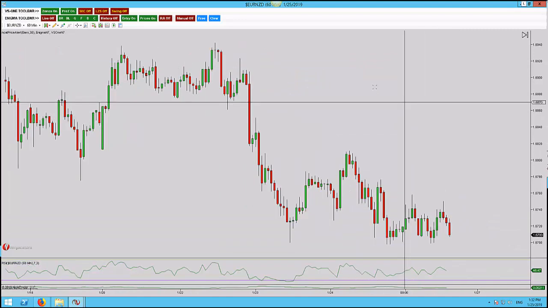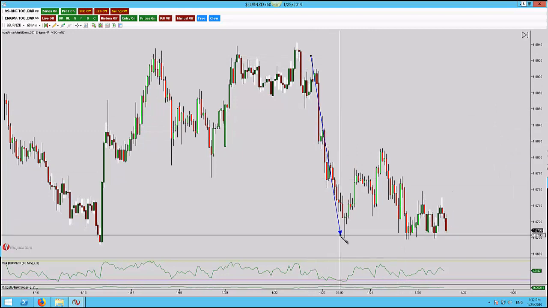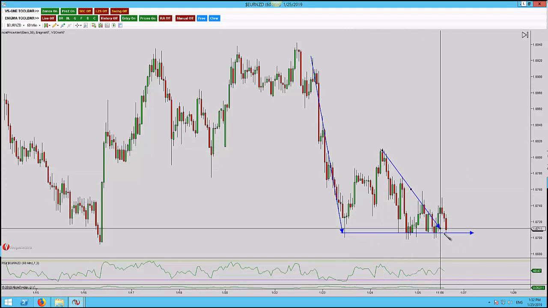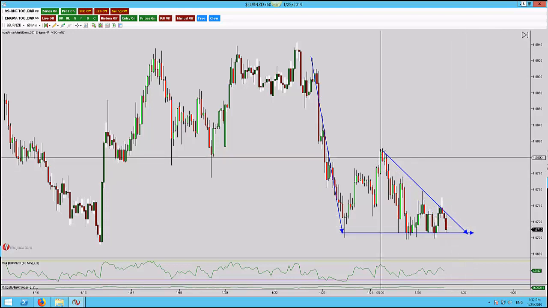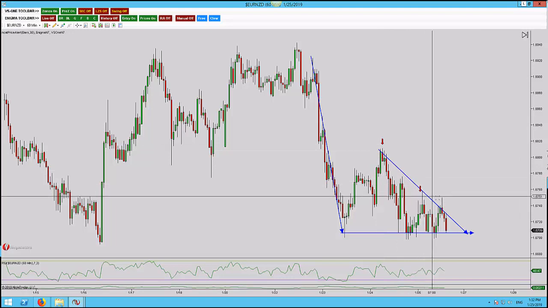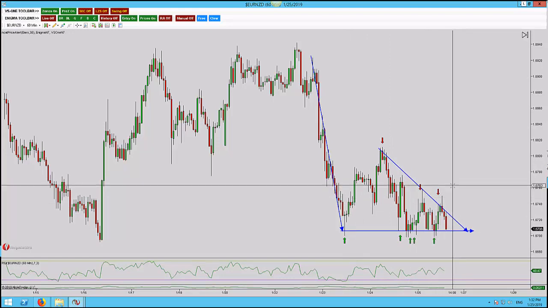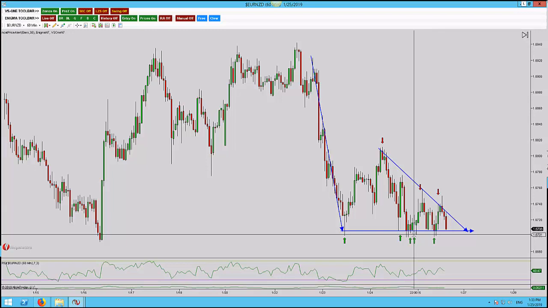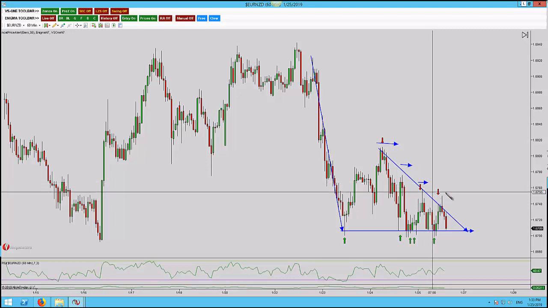Now, the concern here is that we haven't violated structure, and I'll tell you what I mean in just a moment. So we've got quite a directional pole, and you can actually draw this a few different ways. I'm personally drawing it this way because that means we have a touch, and a touch just here, and along the bottom touch, touch, touch, touch, touch. And so you can see the number of times that we've tested this lower level, but each and every time we are putting in lower highs, lower high, lower high, lower high.